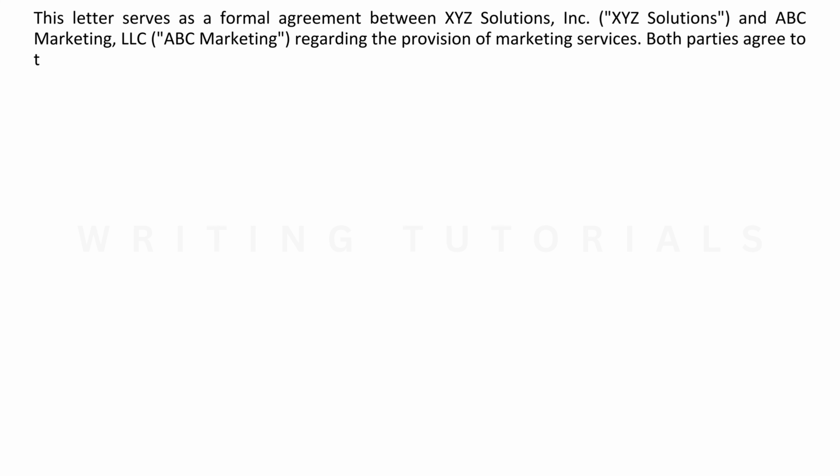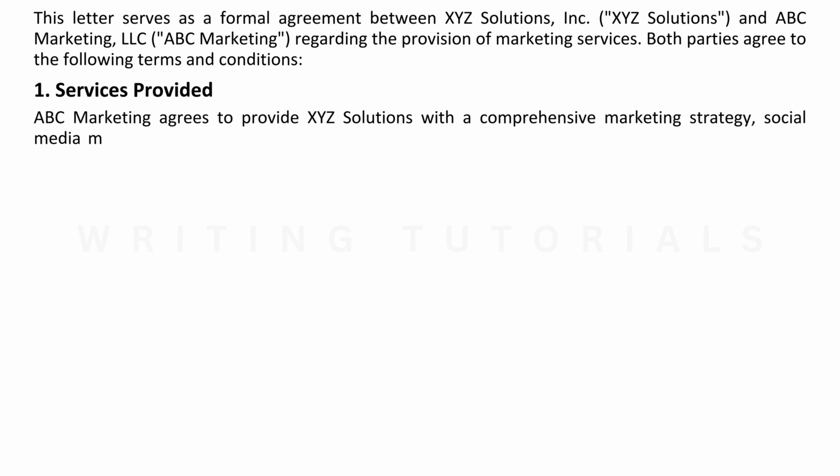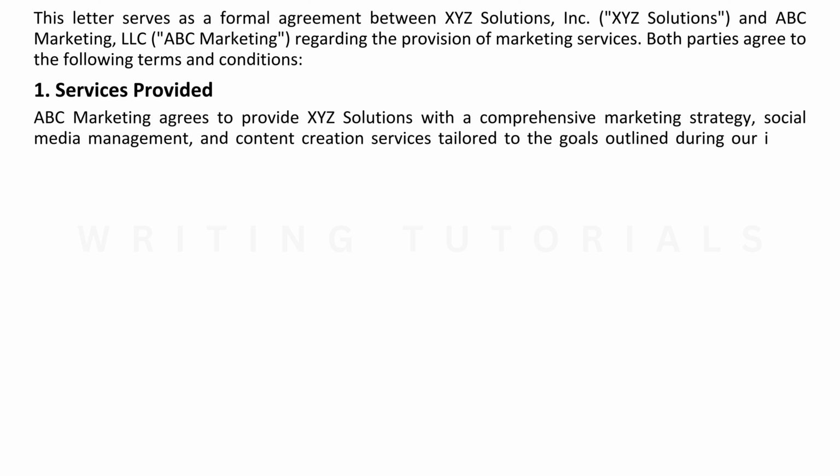First up, the Services Provided section. This is where you describe what's being offered. In this case, ABC Marketing is providing XYZ Solutions with a full marketing strategy, social media management, and content creation. It's helpful to include specifics here, like any deadlines, target results, or important tasks. Mentioning even a few details makes the agreement clearer and easier to understand.